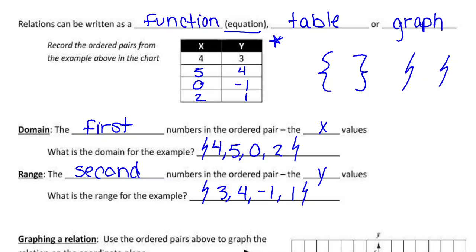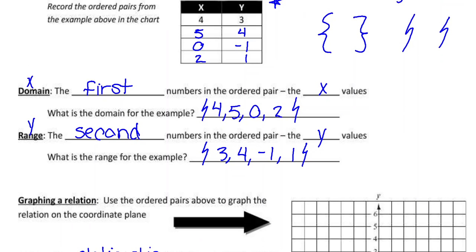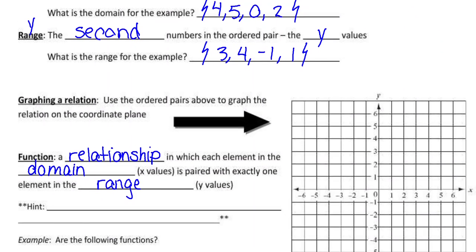So the range is all the y and the domain is all the x. And you can remember that because alphabetically, x comes before y. Same thing with domain. Domain starts with D. D goes before R for range.